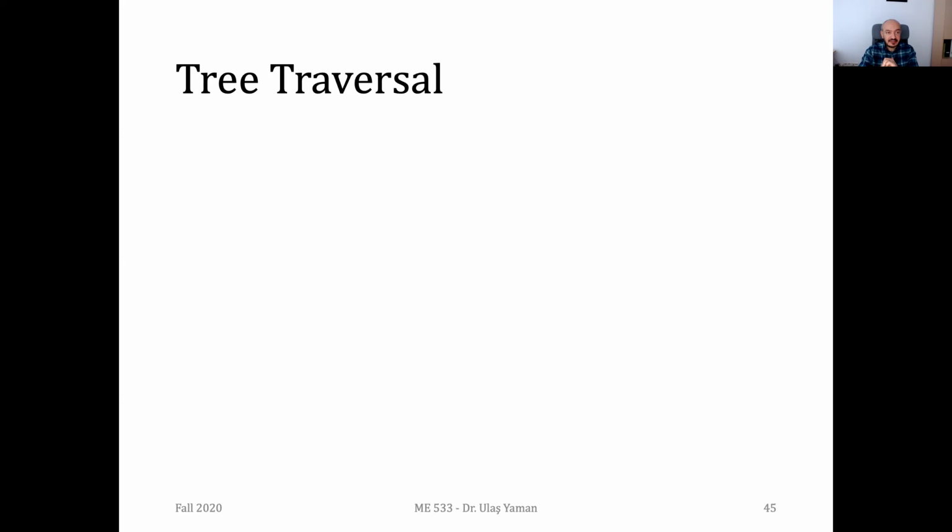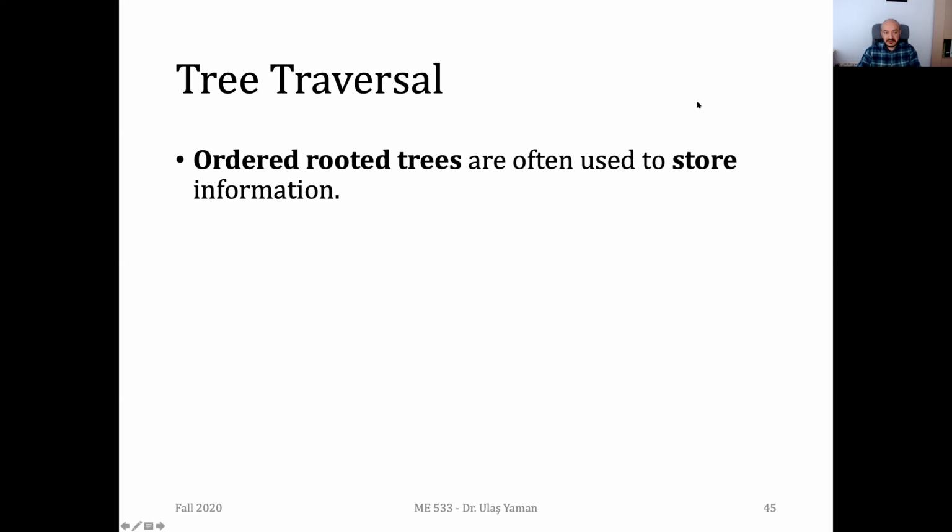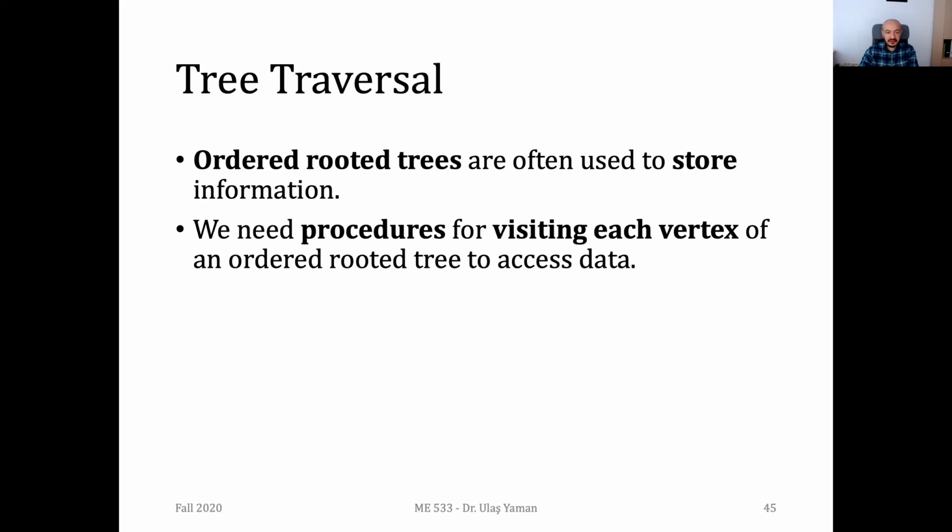Now I will directly start discussing tree traversal. We said that there are trees and rooted trees, and sometimes we want to visit all the nodes of the trees. Usually we store information inside these nodes, and at some point in our algorithm we would like to go into the details of these nodes and get the required information. So that's why we need a kind of rule for traversal. These procedures are called tree traversals.